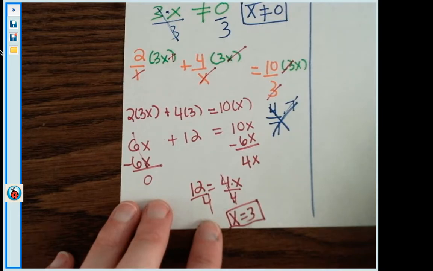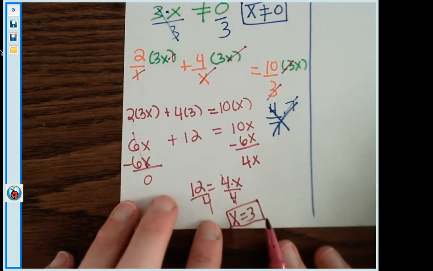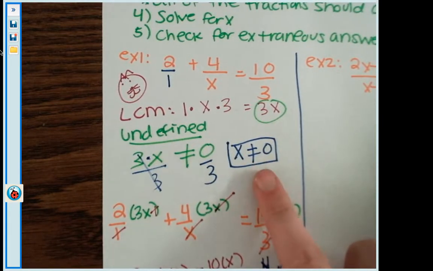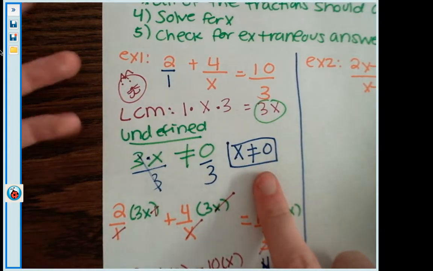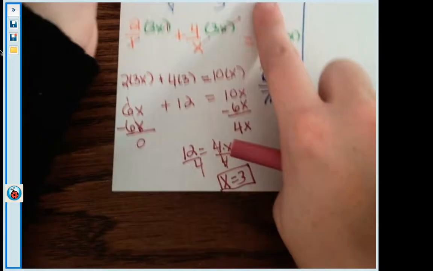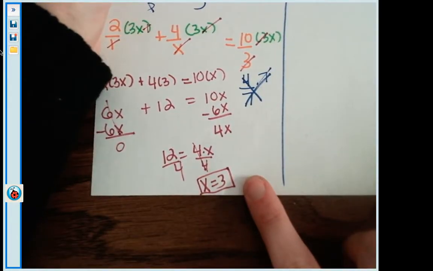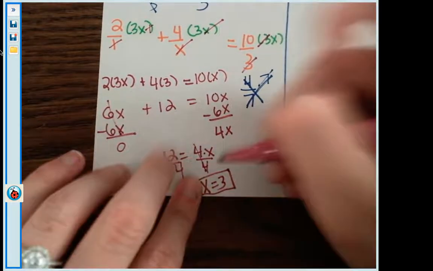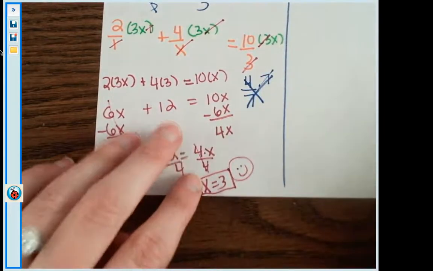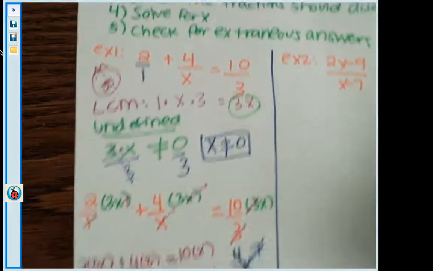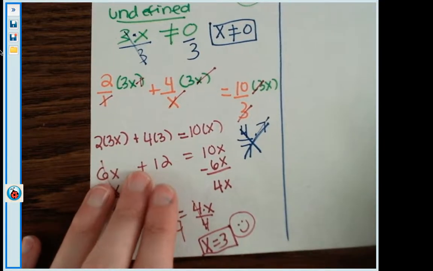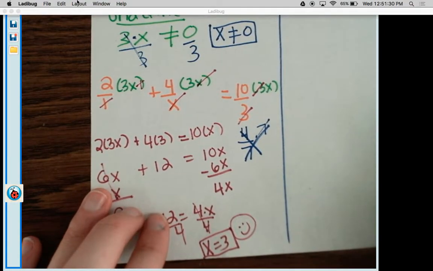Now, technically, before we just go ahead and box it, we need to look back to our undefined values. The value that will make our denominator 0 is 0, which I didn't get, thankfully. I got 3. So this answer is good to go. Yay, it worked. So in this one, x is equal to 3. Wasn't that awesome, you guys? We made our fractions disappear, and we were able to easily solve for x. Fun times.